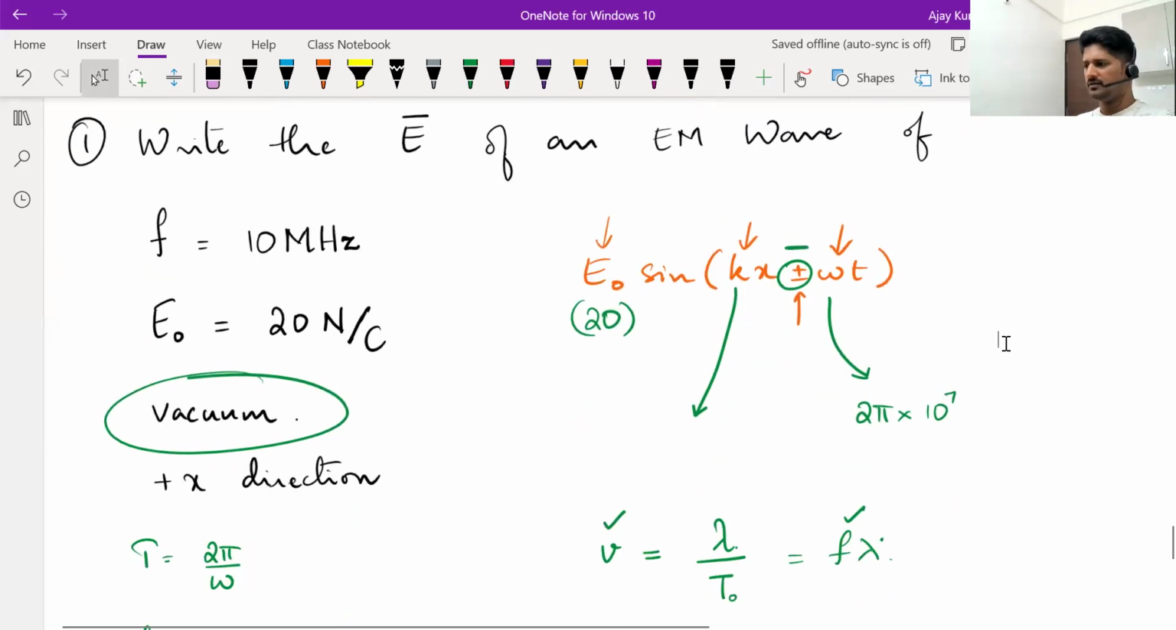Okay. Next class we will discuss how much energy an EM wave carries, how much momentum it carries, how to write the expression for intensity of electromagnetic waves. Okay, that will be the end of the chapter. It's a small chapter only.